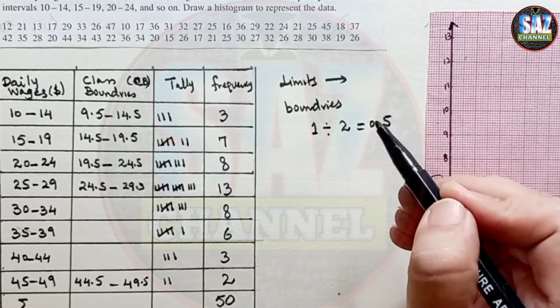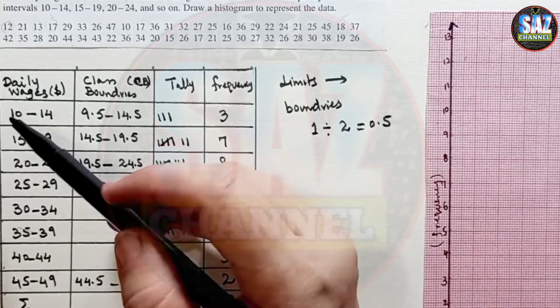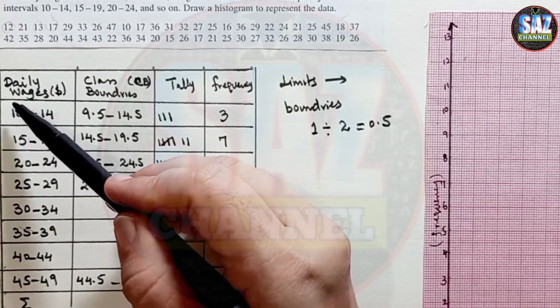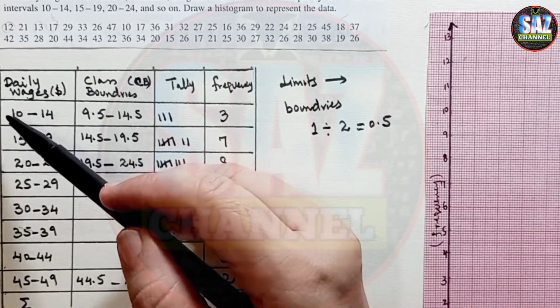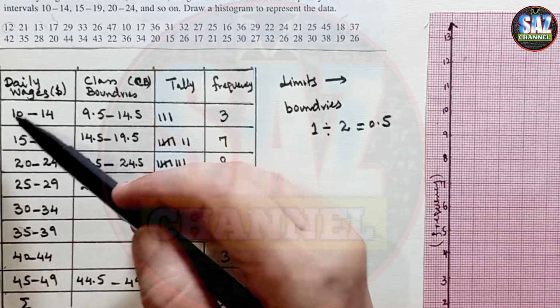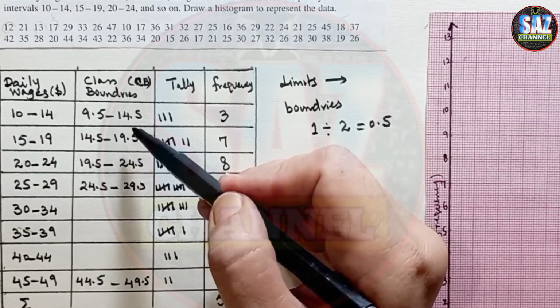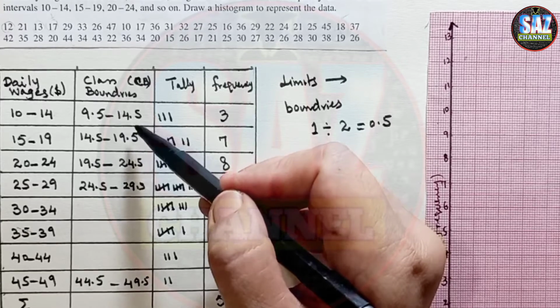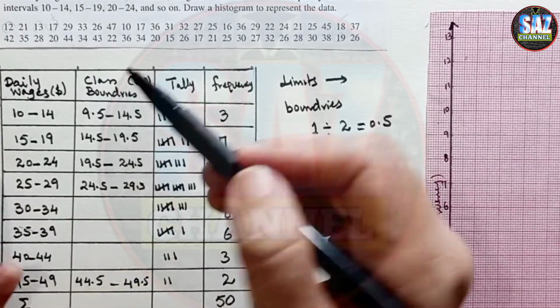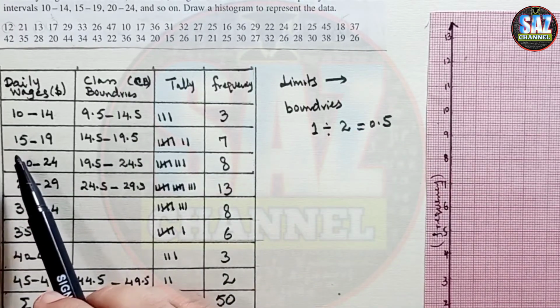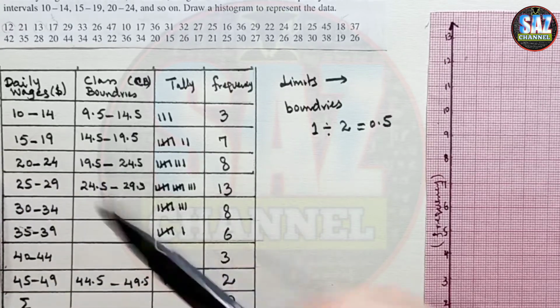And what are we going to do with that 0.5? We have to subtract that 0.5 from the starting number. So when 0.5 is taken away from 10, that becomes 9.5, and it has to be added to the upper class limit of the same class. So 14 will become 14.5, and again when 0.5 is subtracted from 15, it will become 14.5.